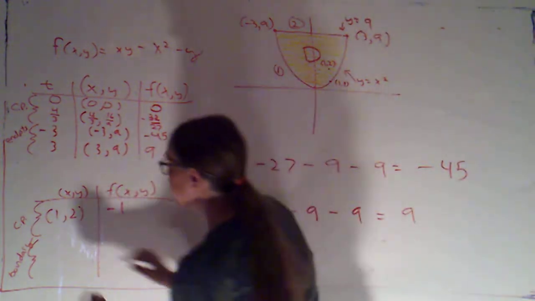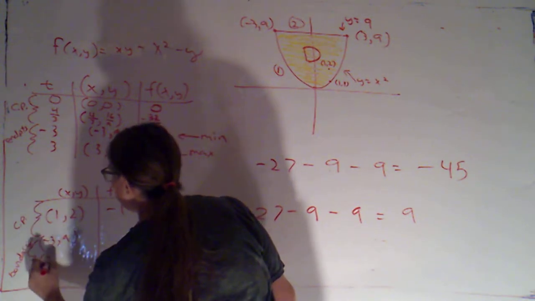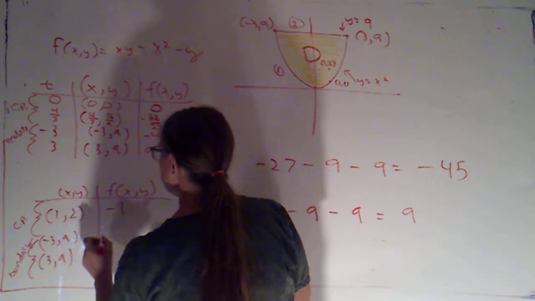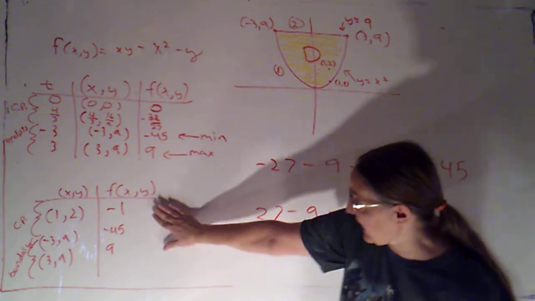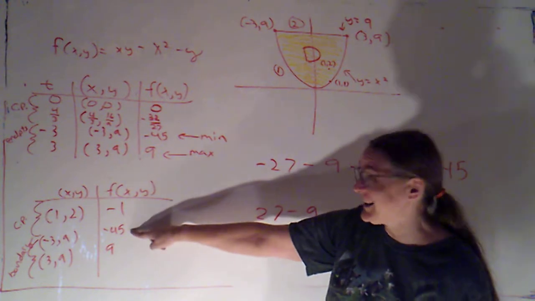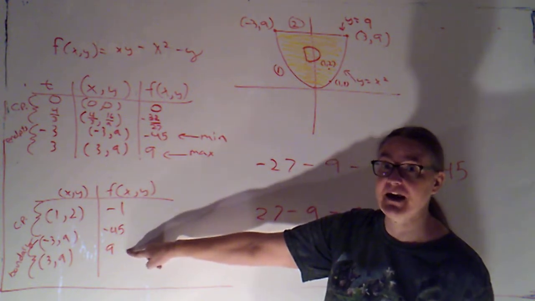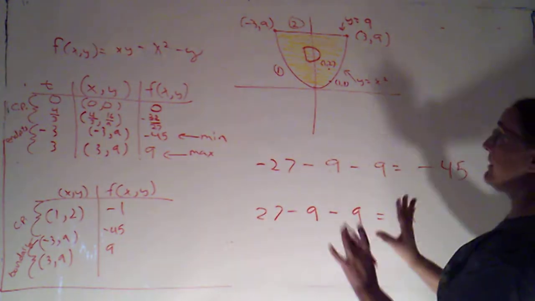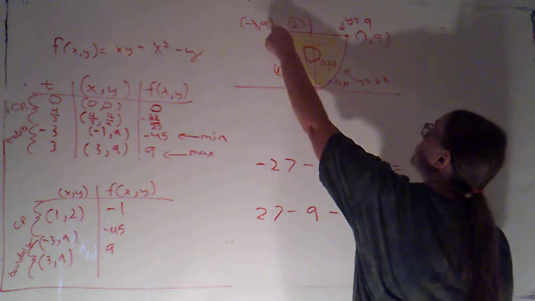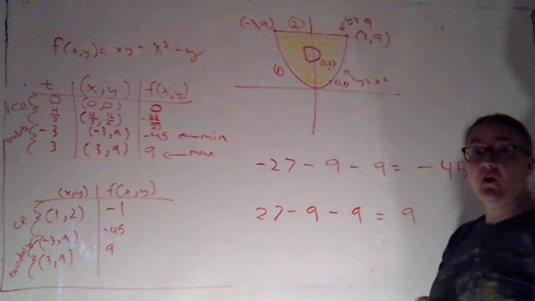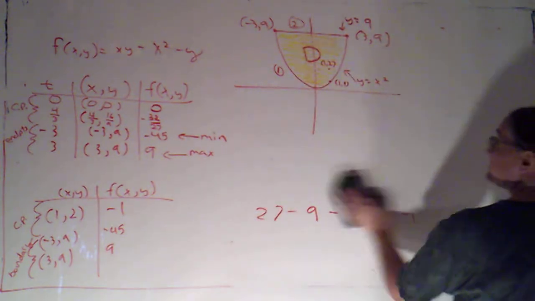So I'm going to translate these to my master table. So we'll have negative 3, 9 and 3, 9, and our values were negative 45 and 9. So just looking at things so far, it does look like that's the lowest value we have, and that's the biggest value we have. But we haven't checked the entire boundary, because the boundary came in two parts. We've also got that horizontal line.